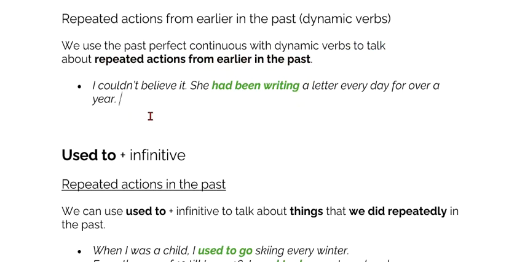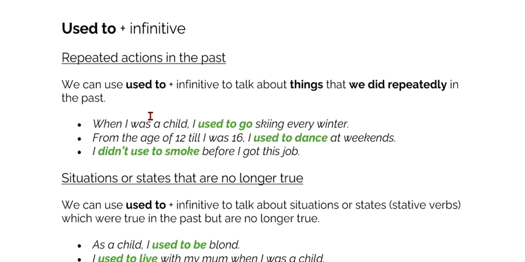So let's continue with the next part. Another very important grammatical structure that we can use to tell a story about the past is used to plus infinitive. Probably you are familiar with this specific grammar. What I mean by infinitive is infinitive without to, of course. I mean the simple form of the verb or base form of the verb, also called bare infinitive, which means infinitive without to.